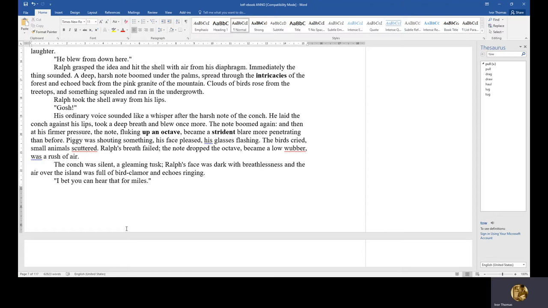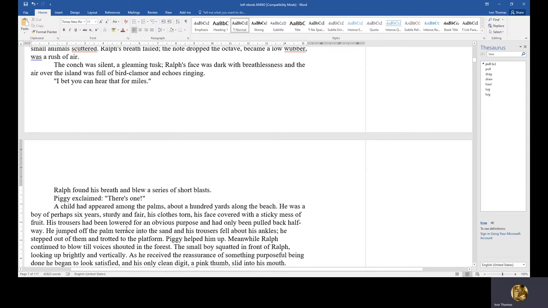He laid the conch against his lips, took a deep breath, and blew once more. The note boomed again. And then, at his firmer pressure, the note, fluking up an octave, became a strident blare, more penetrating than before. Piggy was shouting something, his face pleased, his glasses flashing. The birds cried, small animals scuttered. Ralph's breath failed. The note dropped the octave, became a low wubber, was a rush of air. The conch was silent, gleaming tusk. Ralph's face was dark with breathlessness, and the air over the island was full of bird clamor and echoes ringing. I bet you could hear that for miles.